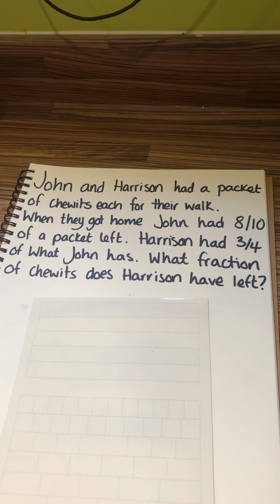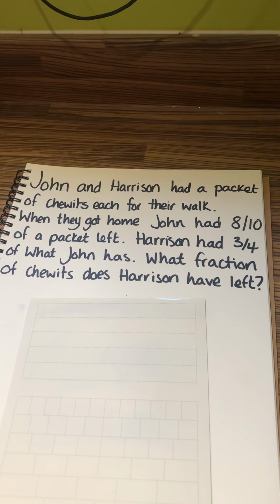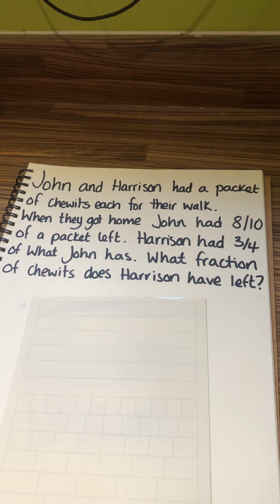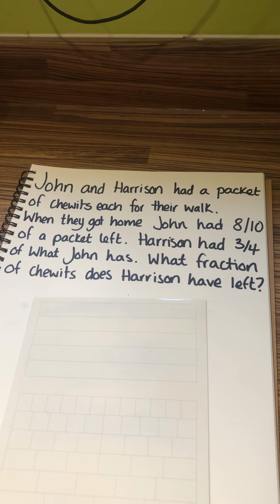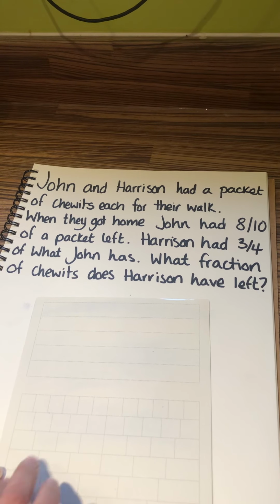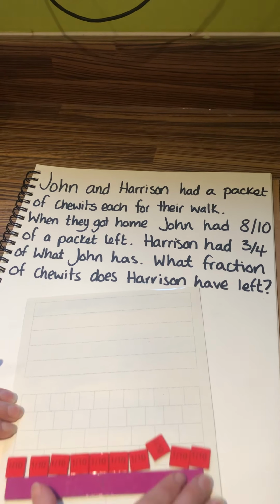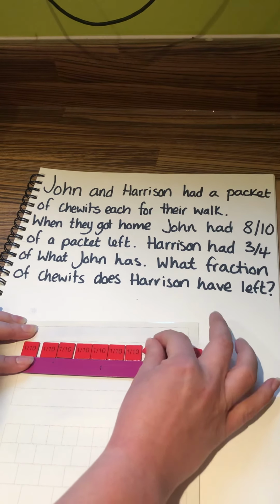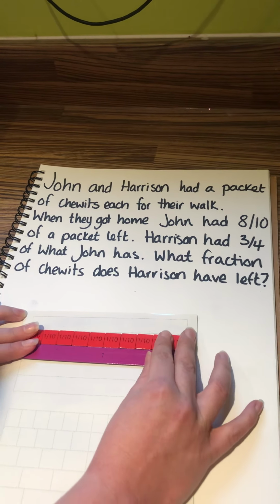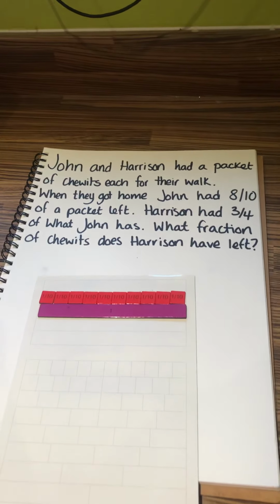So I'm going to give you an opportunity to talk in your trios and then feed back to me. I'm going to walk around the room and hopefully hear that the children know that he started with 8/10. So if John had a whole packet of Chewits left, he'd have 10/10. Let me just move these up. So 10/10 for a whole packet of Chewits.